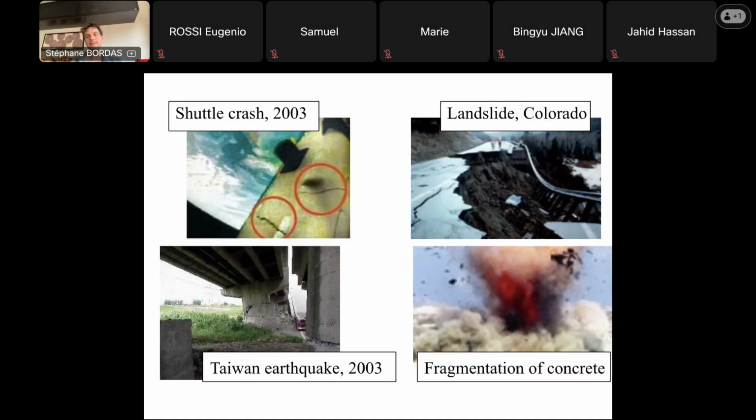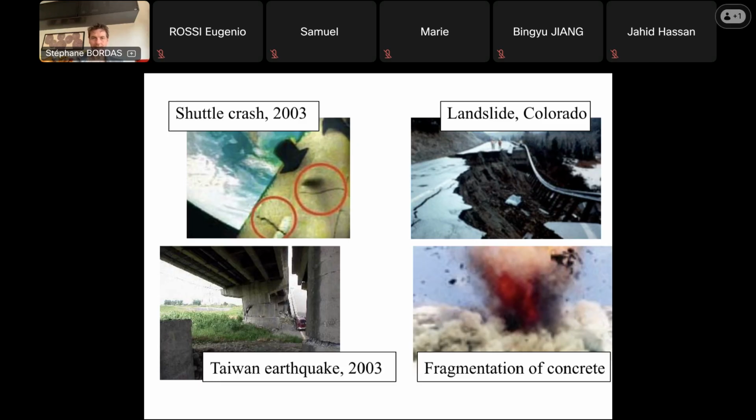And so those that I'm showing here are examples of phenomena where it's not so easy to simulate using the standard finite element method that we talked about until now. The first one is the shuttle crash in 2003. Now we know why it happened. It's because there were some tiles of ceramics that got displaced and then led to the overheating and subsequent fracture of the shuttle. On the top right, you have the landslide that's very well known in Colorado, where everything just fell down the road and everything else with it.